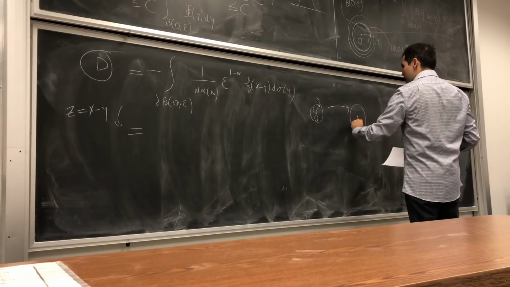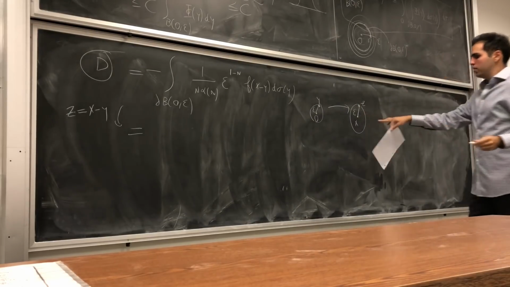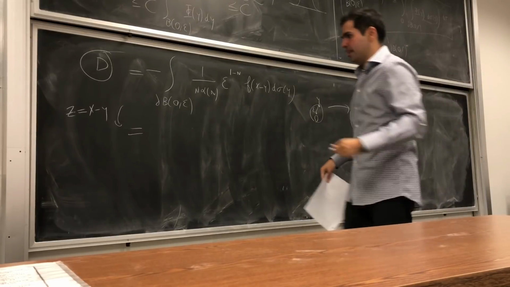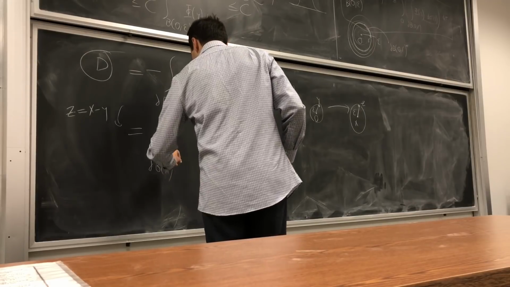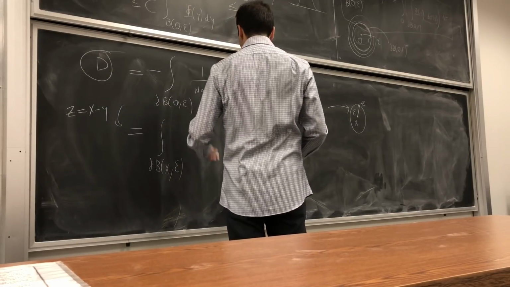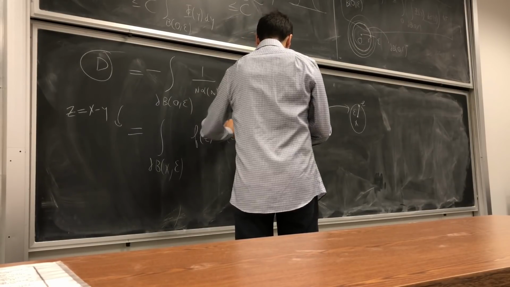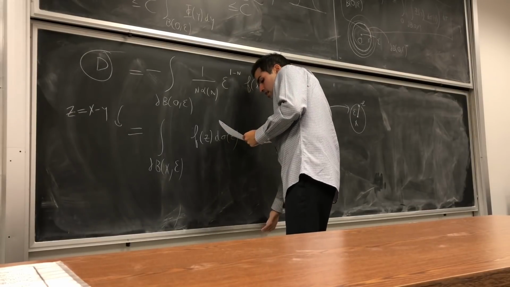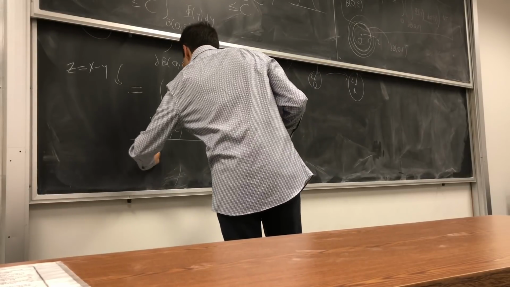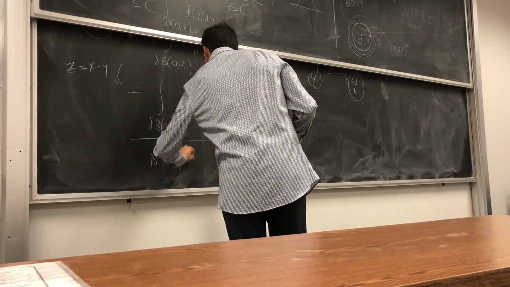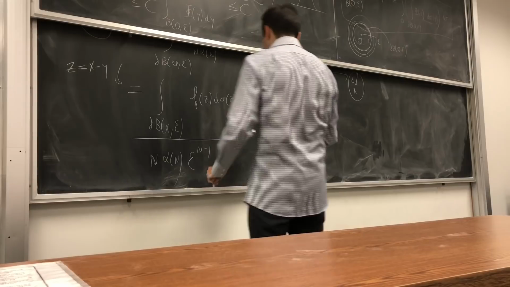So in the end, we're left with the ball of radius epsilon, which was centered at 0, now centered at x. So in the end, we get the ball centered at x with radius epsilon of all this junk. So f of z d sigma z over n alpha n, and then the epsilon to the 1 minus n becomes epsilon to the n minus 1.